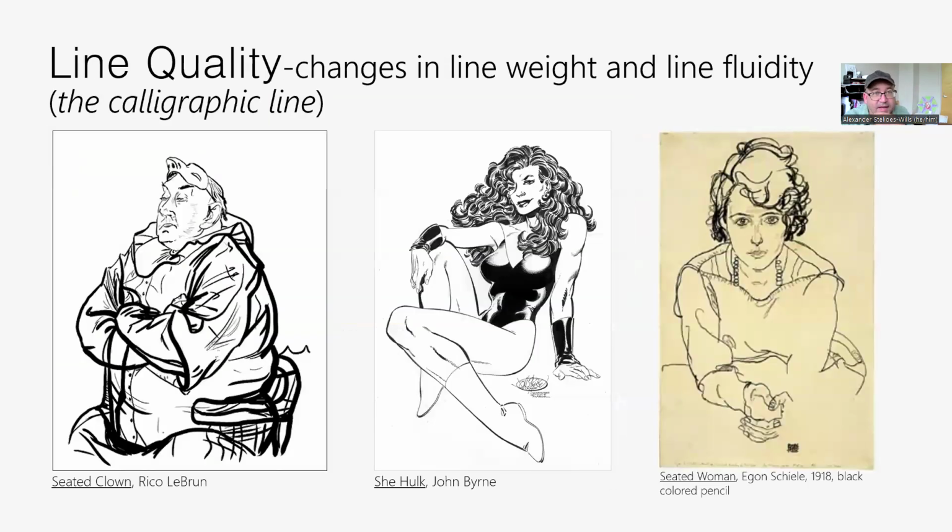It's fun. So we also talk about line quality. And this ties in later to the lecture that is just about line. So in terms of line quality, I'm talking about, one, most importantly, the change in line weight, right? In each of these drawings, you can see that the line goes from really thin in some places to really thick in others, but in quite different ways, right?